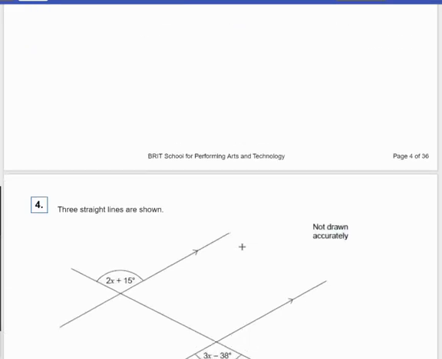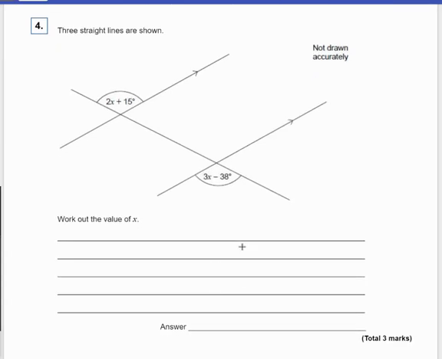Okay, let's carry on. Three straight lines are shown. We can see that these two lines are parallel because they've got the arrows on there, which indicates parallel.